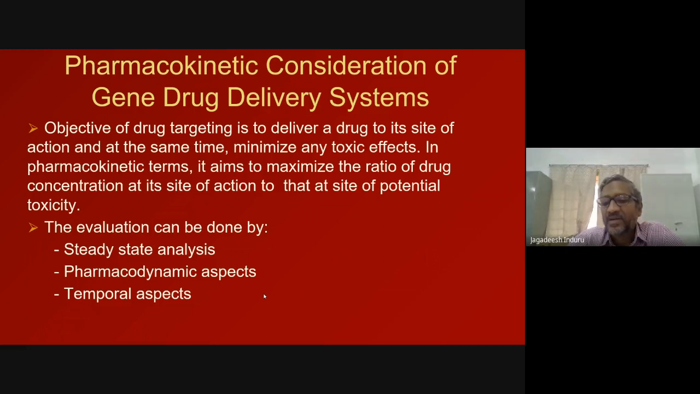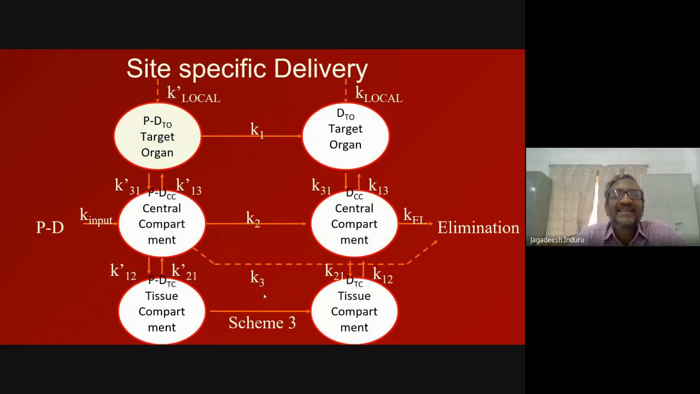So we have already seen that in the site-specific delivery, we are having a central compartment. A drug is being given, and this drug is input in the form of injection. That is actually having a carrier or some supporting pharmaceutical ingredient that is tagged to the drug, and we are giving an input to the central compartment. From the central compartment, it has got the opportunity to enter into the other tissue compartments and the target organ. So the target organ is present at the top, and other tissues are present at the bottom.